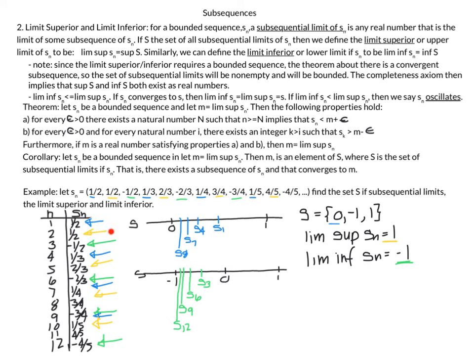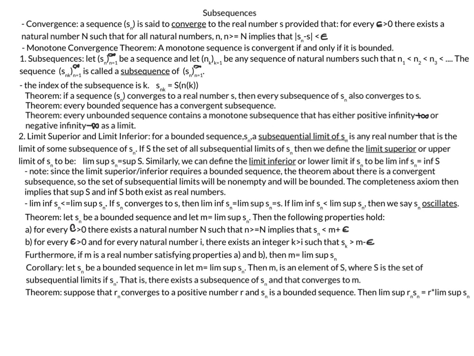I have this yellow sequence here. Sorry, it's hard to read where the lines are, but I also underlined them, every third one, and that seems to be approaching 1. And my green sequence I have underlined, and that seems to be approaching -1. So my lim sup is the maximum of S, the sup of S, which is 1, and my lim inf is equal to -1.